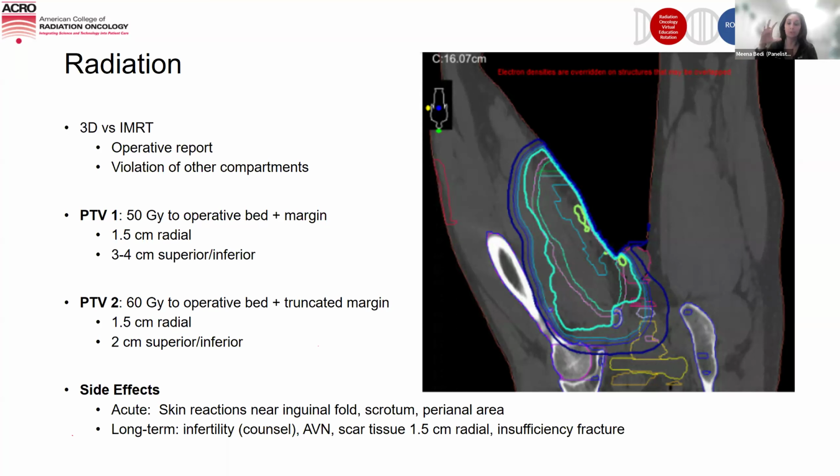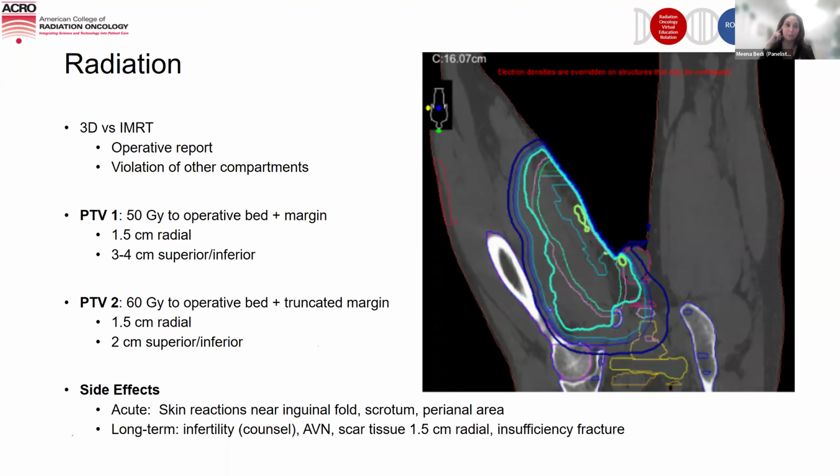So it's important for me so that you can see the field is really, really large. And I had a PTV1 that went to 50 gray, which was the operative bed plus a 1.5 centimeter radial margin, but I didn't crop it out of the adjacent compartments. And then 3 to 4 centimeters sup inf. And then PTV2 was a boost down to the operative bed plus a truncated margin, still 1.5 centimeters radial, but only 2 centimeters sup and inf. And I'll just be really honest, those don't really look very different. So it's like you're just giving almost everything 60 gray, but it is an attempt to really just focus the radiation on the area that was at the highest risk of recurrence.